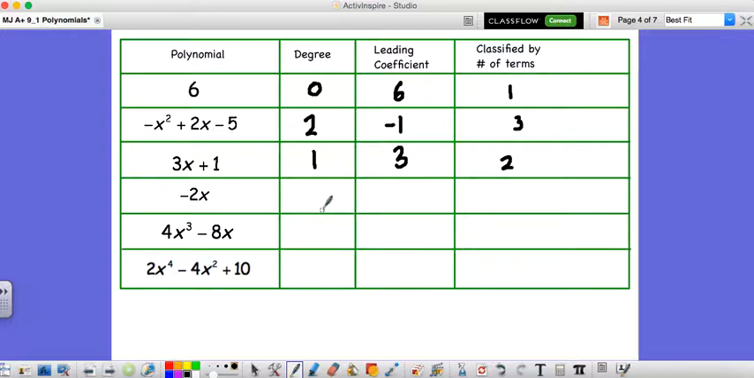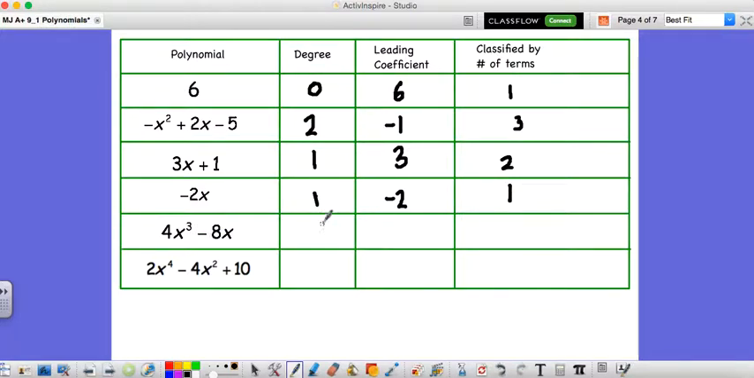So I'm hoping now you have an idea of how to do this. Go ahead and pause the video if you want. Try these next few. See if you can get them right. But I'm going to continue on right now. The degree here, negative 2x, is just 1. Leading coefficient is negative 2. How many terms? Just 1.